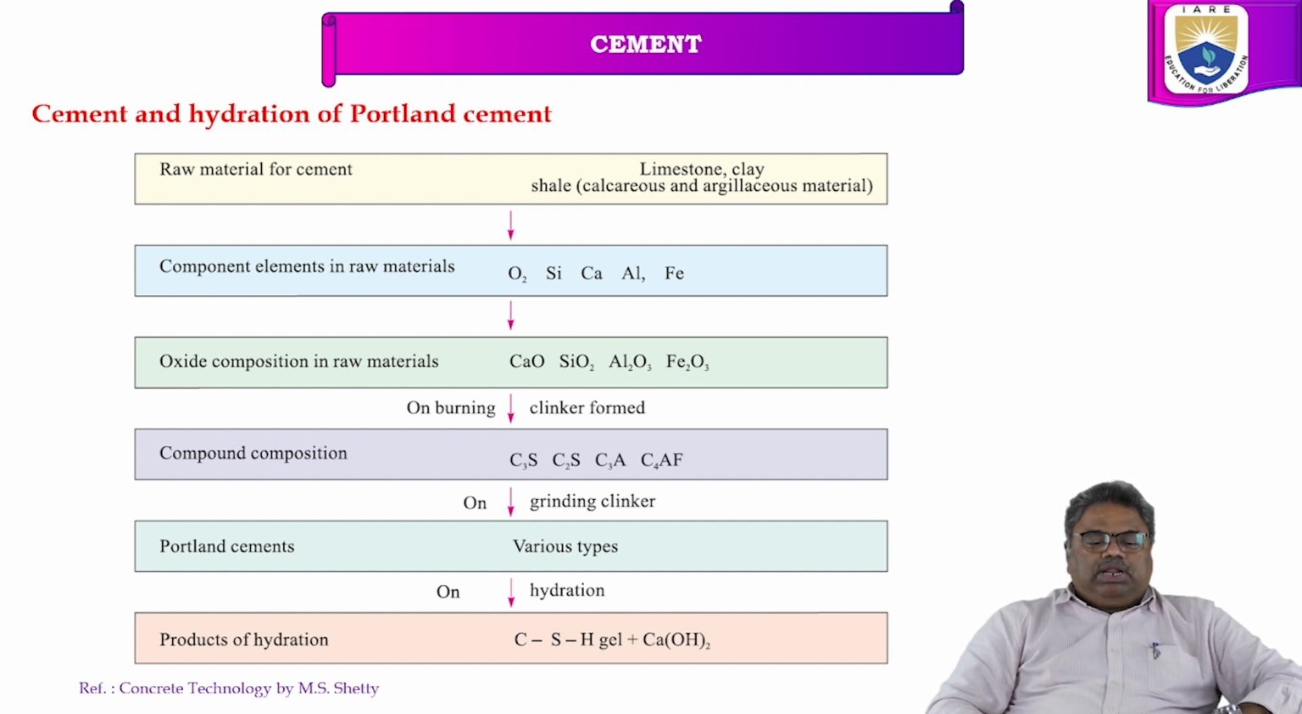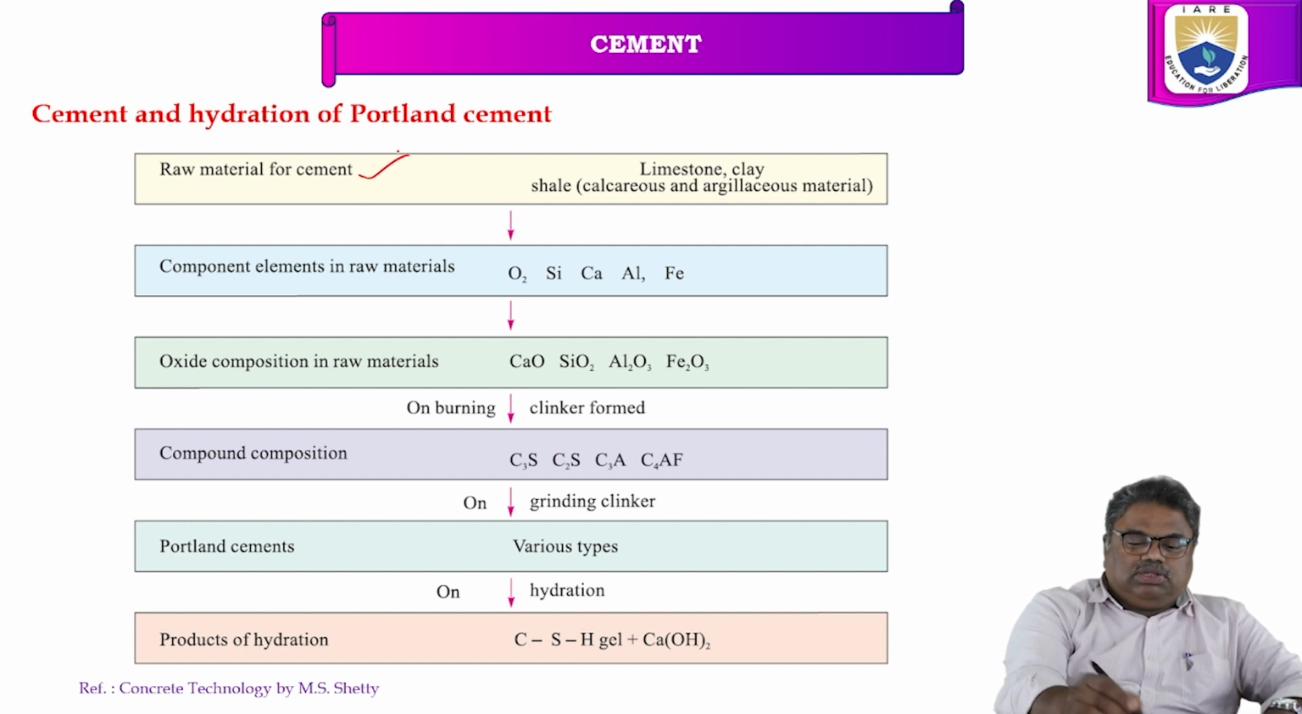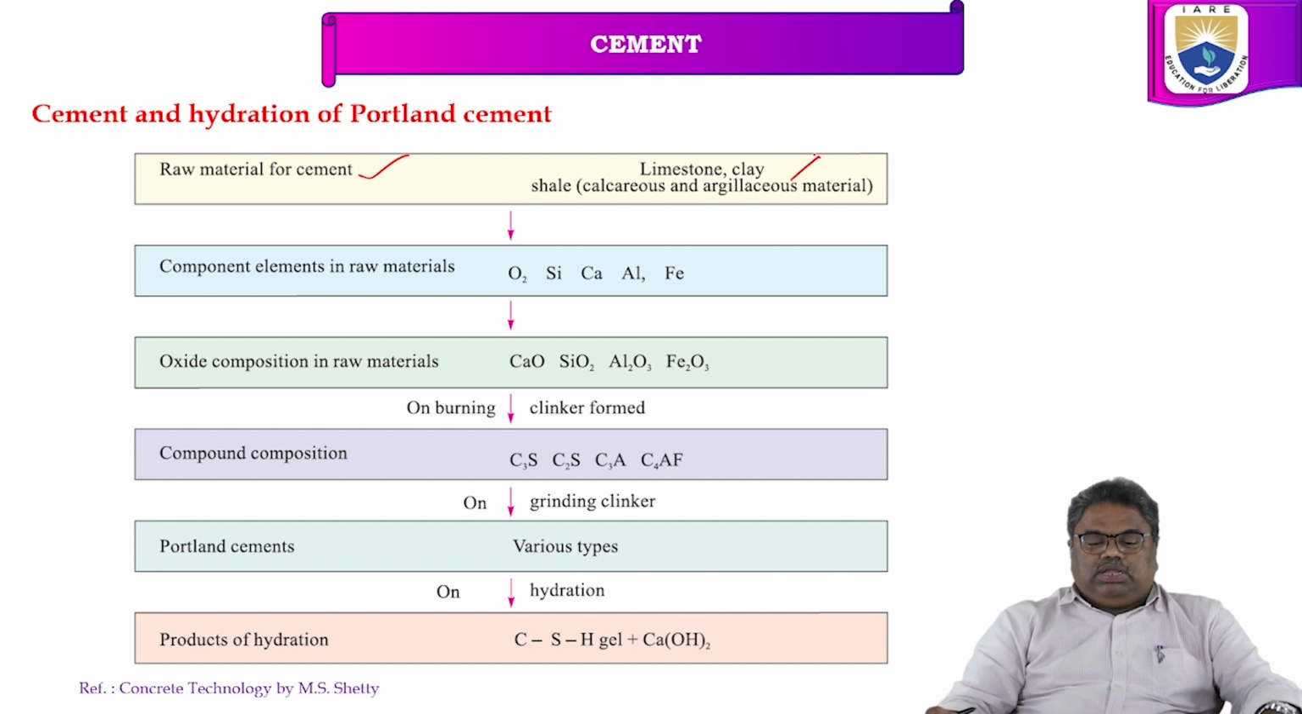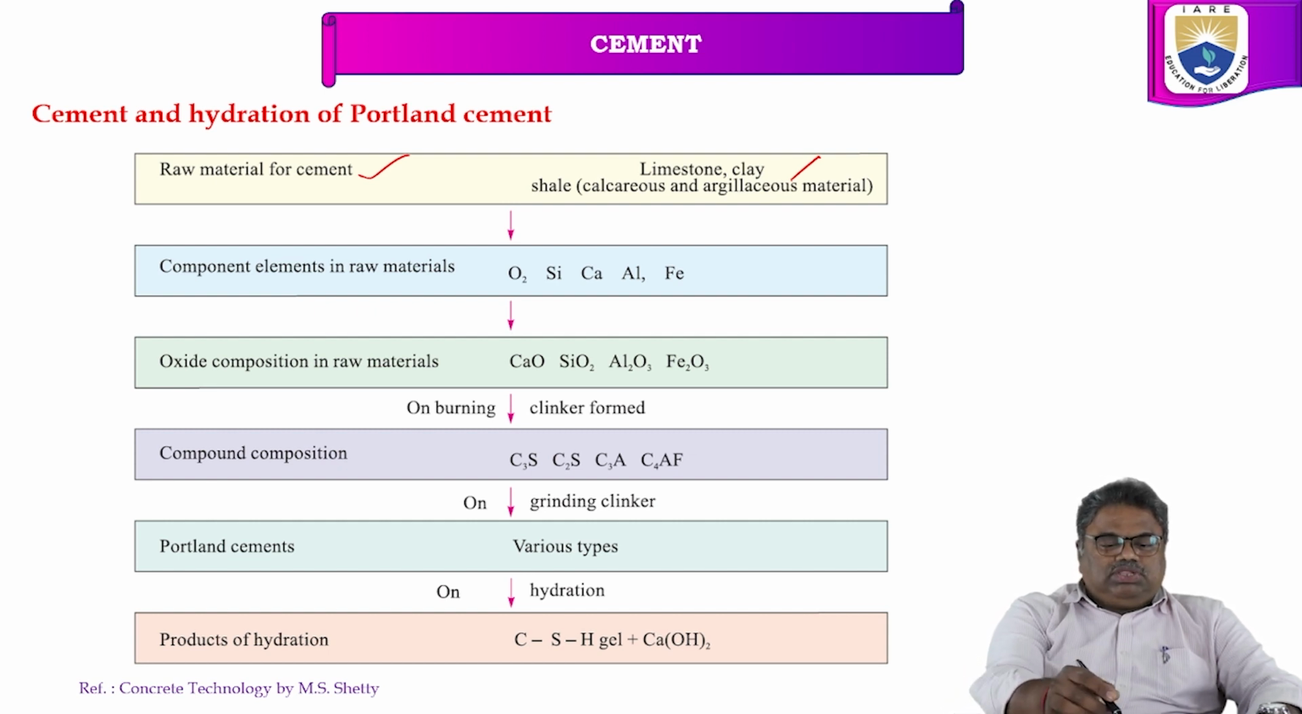Hydration of Portland cement. This is the flow chart for the hydration process. First, the raw materials of the cement: limestone, clay, shale, calcareous and argillaceous materials. The elements in the raw materials are oxygen, silica, calcium, aluminum, and iron. The oxide compositions of the raw materials are CaO, SiO2, Al2O3, and Fe2O3.